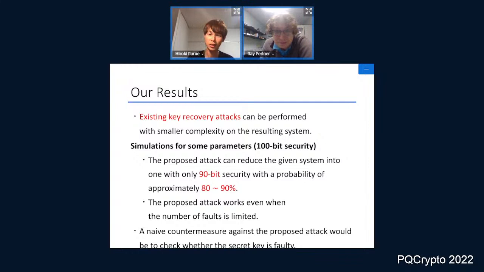I think this countermeasure does not affect the parameters. This countermeasure might make the signature generation a little bit slower, but I think this doesn't affect the parameter sets.